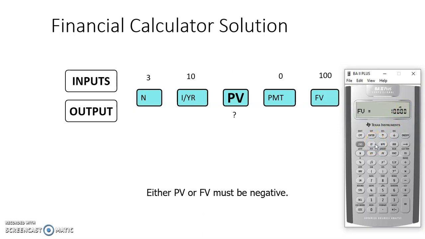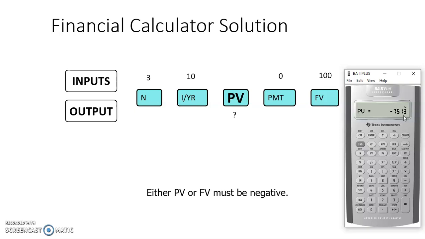I will then go ahead and compute the present value by hitting CPT, then PV, to get an answer of 75.13. Notice that the financial calculator has given us an answer of minus 75.13, or a negative number, indicating that if we invest 75.13 today, we will end up with $100 3 years from today at an interest rate of 10%.